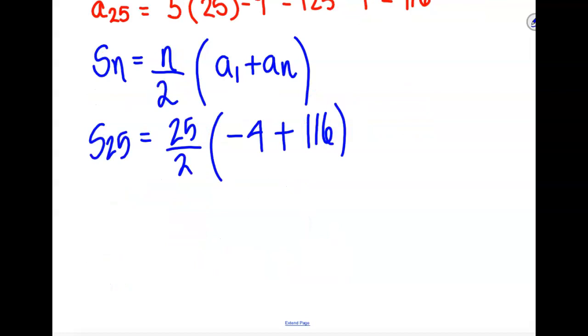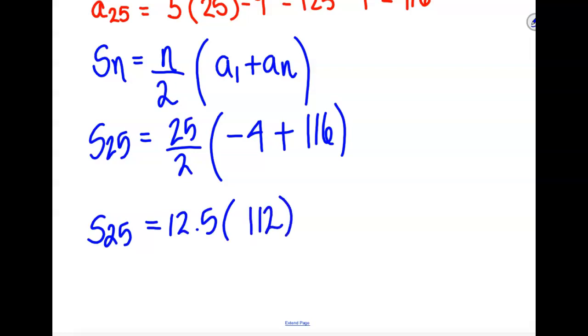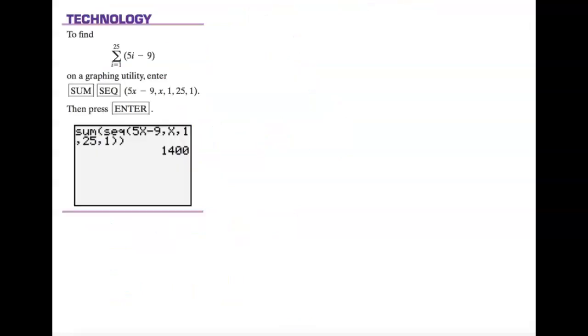These are order of operations. 25 divided by 2, 12.5. -4 plus 116 is 112. Multiply those numbers together and you get 1400. So the sum of these 25 terms is 1400. Now you can check your answer if you'd like with the graphing calculator. So I'm going to show you how to do that next.